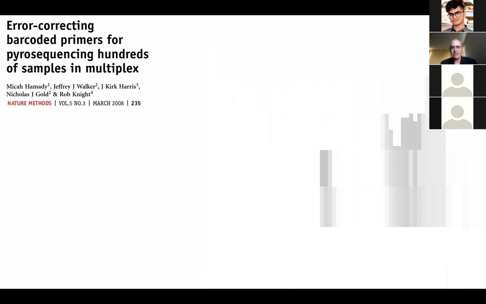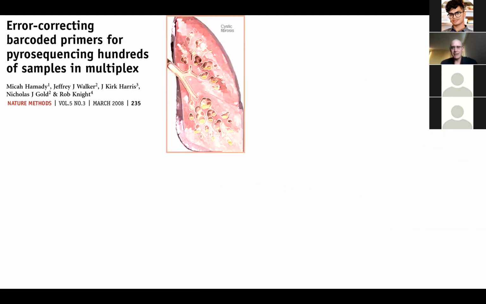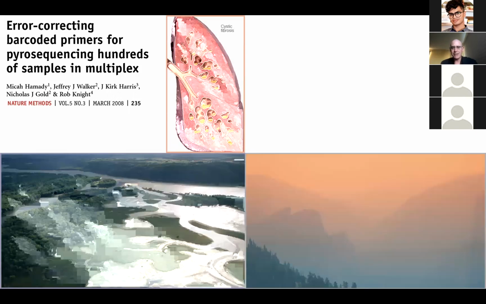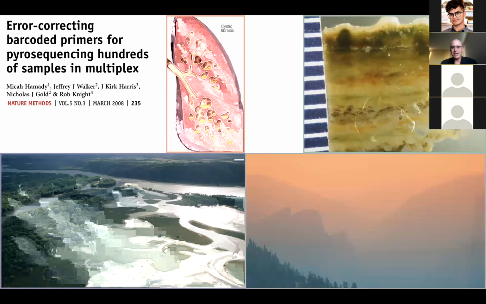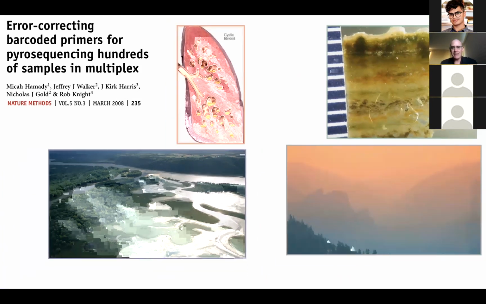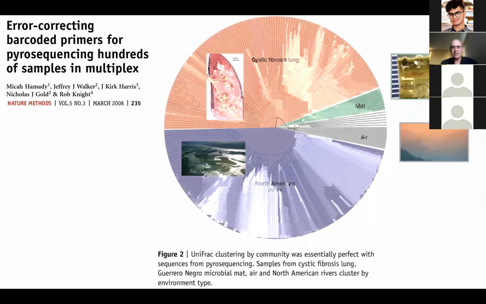And at the end of 2007, my lab did an experiment that simultaneously gave us insight into hundreds of microbial communities, including those from the lungs of cystic fibrosis patients, rivers across the United States, air, and even the Guerrero Negro hypersaline microbial mat, still the most diverse microbial community that we know of on Earth. And in this overnight run of the new sequencing instrument, the 454 instrument, we were able to collect and organize all that data covering 500,000 sequences from hundreds of different microbial communities.